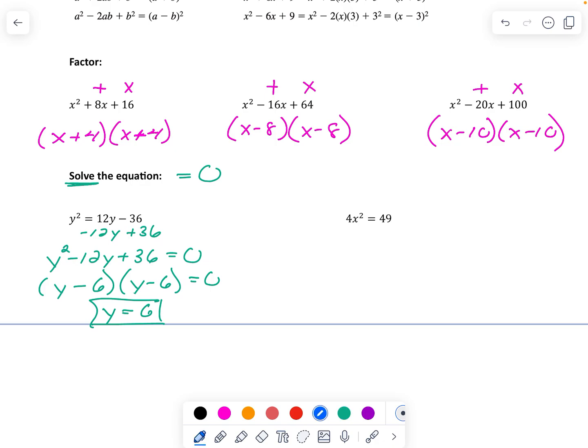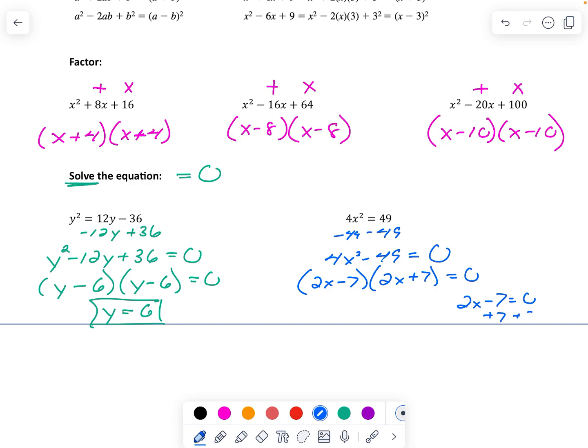For this last one, we're going to subtract 49 from both sides, and we're going to get 4x squared minus 49 equals 0. Now this is going to be 2x minus 7 and 2x plus 7. And for this one, we're going to set each parenthesis equal to 0. And so we're going to get x equals 7 halves, and the other one will be negative 7 halves.